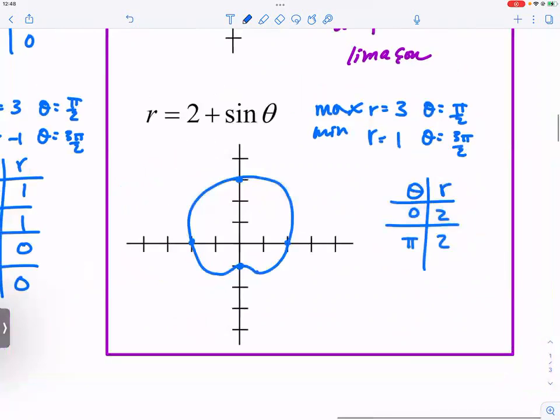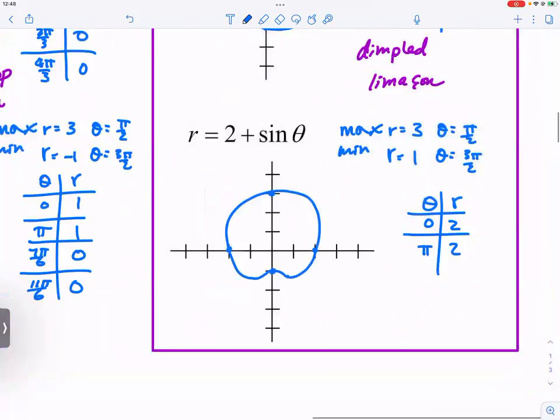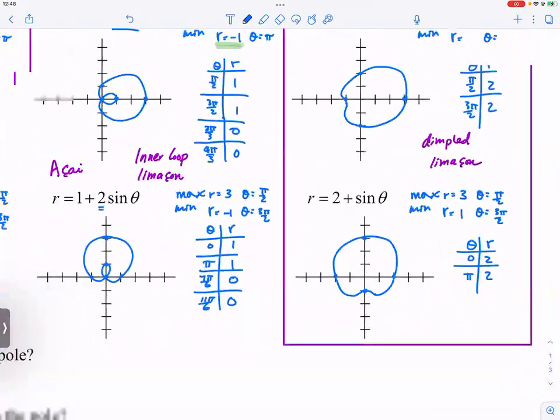Based on the graph, we'll say, well, the dimpled limaçon would be like this.